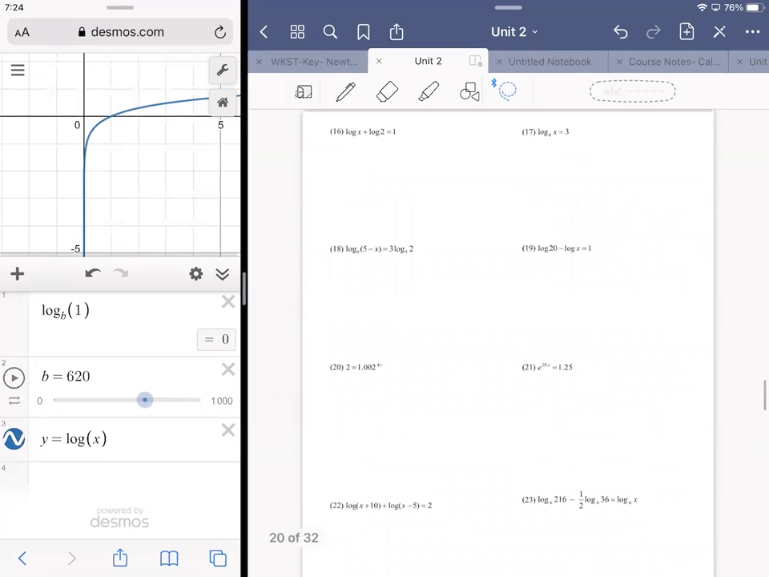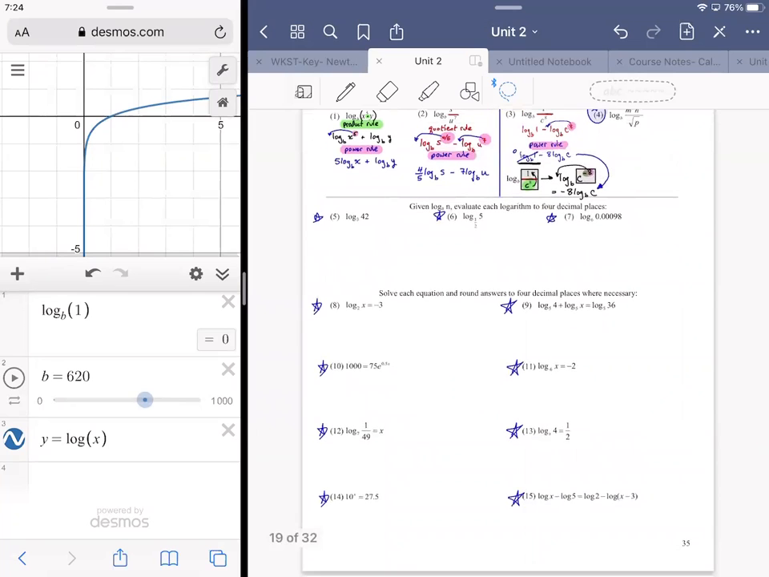But that's where we're going. Some nice applications of logarithms, but before we do that, we need to really get a good grasp on this stuff. All right, so I'm going to stop the recording.